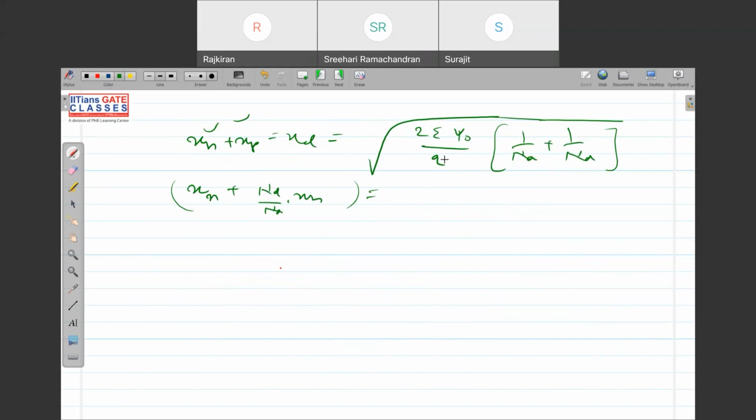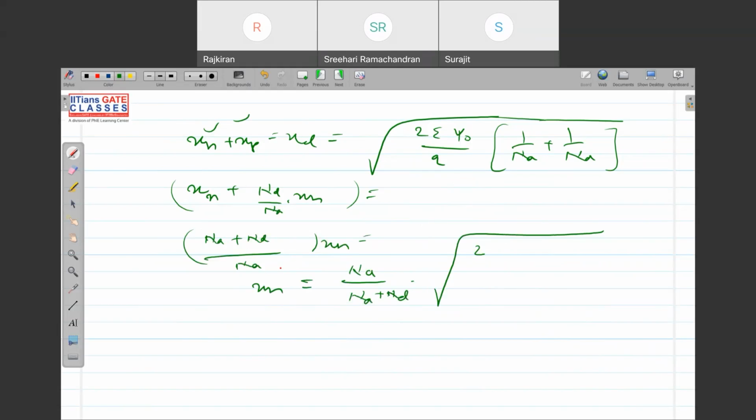It will be (Na plus Nd) divided by Na, into Xn, is equal to this one. So Xn is equal to Na by (Na plus Nd) into root over of 2 epsilon psi 0 by Q, times (Na plus Nd) by Na Nd. Right?